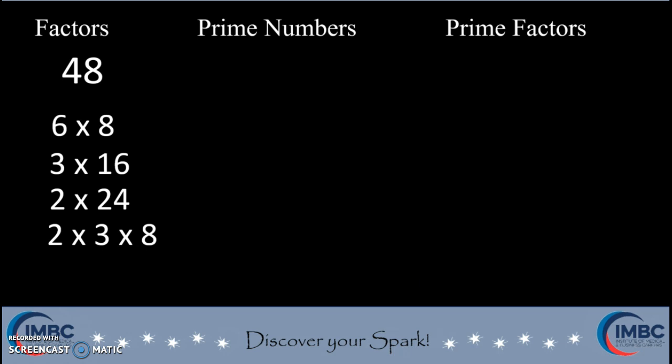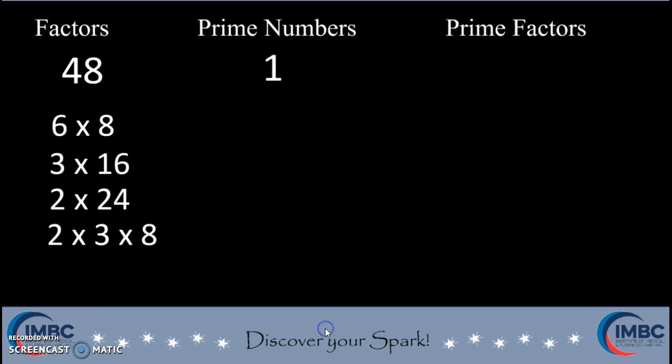More efficient factoring sometimes is needed, and so we need to do prime factors. So I want to prime factor 48. Before we do that, let's just talk about what a prime number is. A prime number is a positive number that can be exactly divided only by itself and the number 1. So a number that can be divided by itself and the number 1 only.